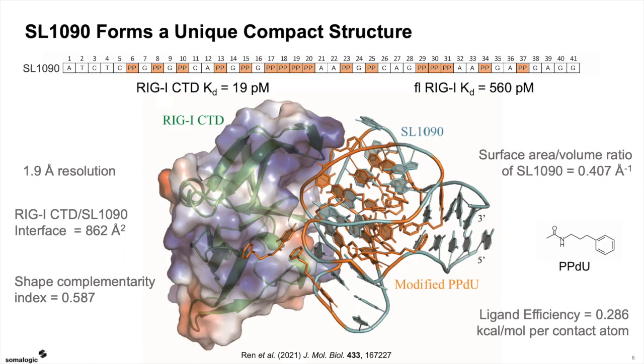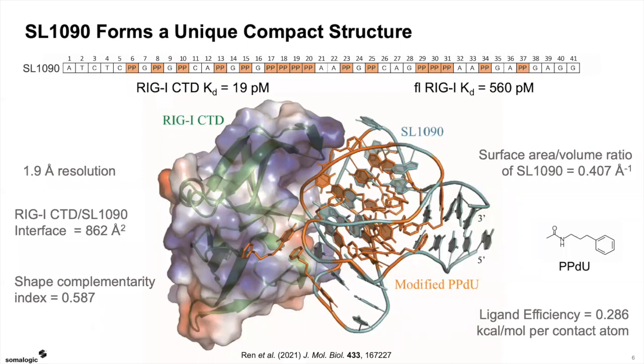It also maintains good affinity to the full-length protein. It was a high resolution structure at 1.9 angstroms. And although it was the longest somomer sequence that we'd crystallized, it actually had one of the smallest interface areas at 862 square angstroms. But that really high affinity in that small interface area means that it has excellent ligand efficiency at 0.286 kcal per mole per contact atom.